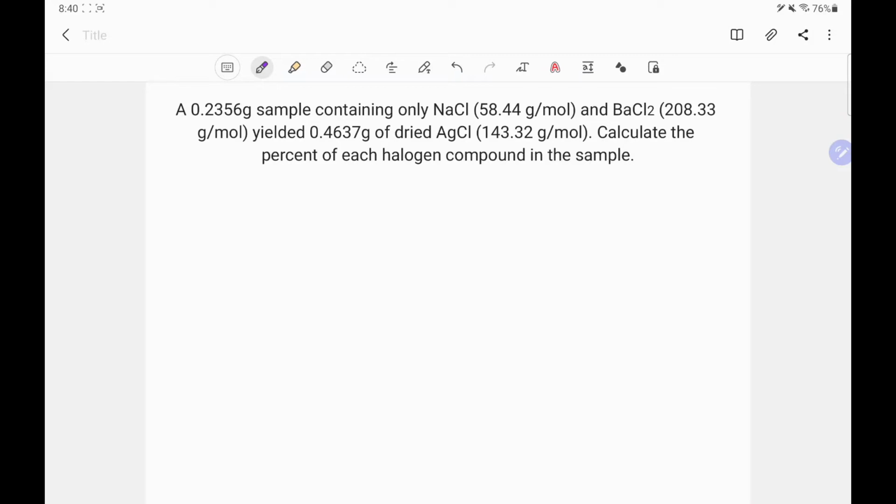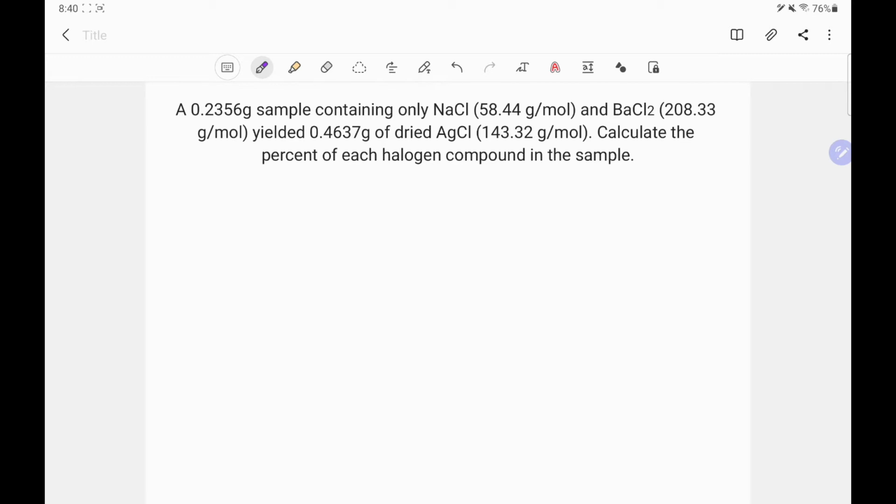Alright guys, this will be the final sample problem that we will be working with. Let's read it together. A 0.2356 gram sample containing only sodium chloride and barium chloride yielded 0.4637 grams of dried silver chloride. Calculate the percent of each halogen compound in the sample.